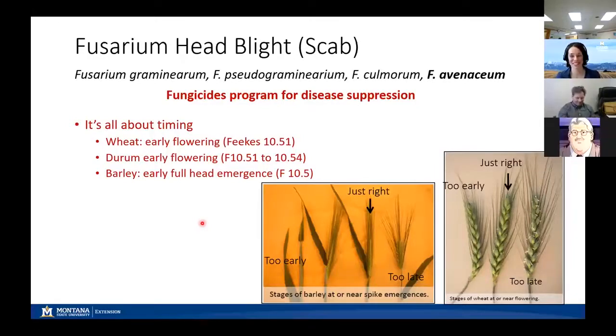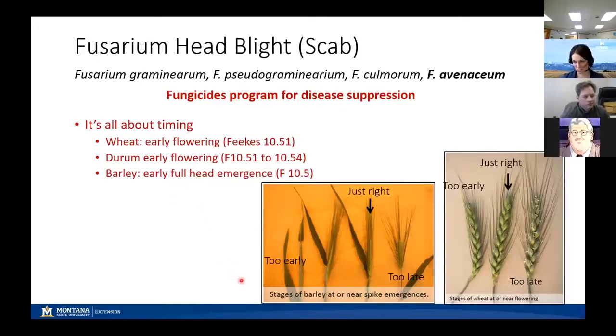So I mentioned fungicide applications. They can be effective for Fusarium head blight management. But I also mentioned it's not that easy to decide when to apply, or anticipate if it's necessary to apply. And specifically with Fusarium head blight, it's all about timing. For wheat and durum, early flowering is typically the time where you want to apply fungicide if disease risk is high. In contrast, in barley, you will have to apply this a little bit earlier, at early full head emergence.